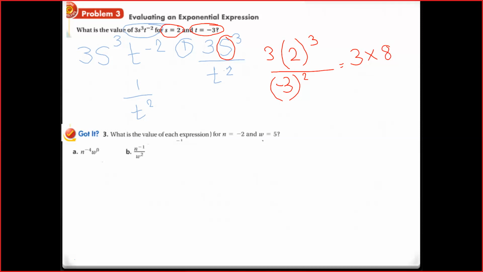I have to rewrite it here. Look here, it's 3 s cubed and t to the power negative 2. I can rewrite it as 1 over t squared. That's why I divide it. Is it clear? Yes.